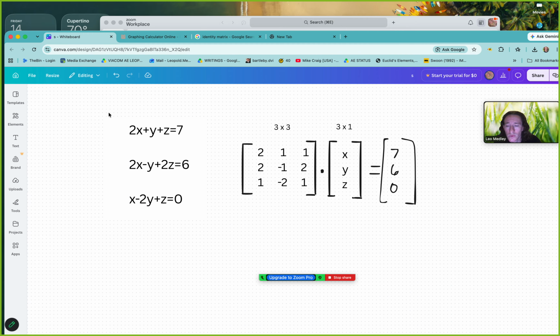So we just looked at our system of equations, and we asked ourselves, what are the coefficients of each equation? In this one, it was 2, 1, 1, so we wrote 2, 1, 1. And then it was 2, negative 1, 2, so we wrote 2, negative 1, 2. Then we had 1, negative 2, 1, so we wrote 1, negative 2, 1. And we built a 3 by 3 matrix. And we know that's being multiplied by those variables, x, y, z. And we know that multiplying those gives you those solutions, 7, 6, 0.